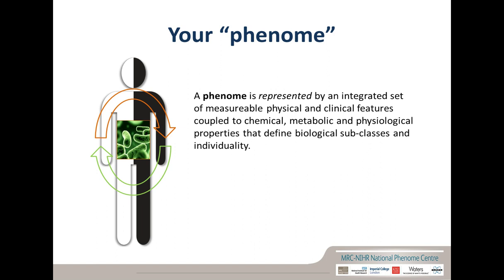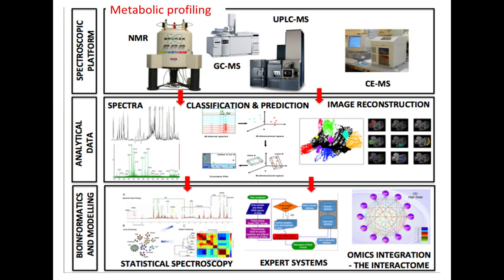So what we really look at in our laboratory is phenomics, and by phenome what I mean is an integrated set of measurable clinical and physical variables, and we couple this information to chemical, metabolic and physiological properties that define different biological subclasses and individuality, and we're looking at this in the context of health and disease. And we also know that the gut bacteria, not just the human, but the bacteria, the viruses, all the other microorganisms within us also have metabolic processes, and we can also capture these by spectroscopy.